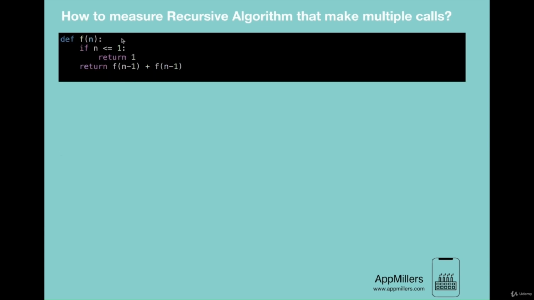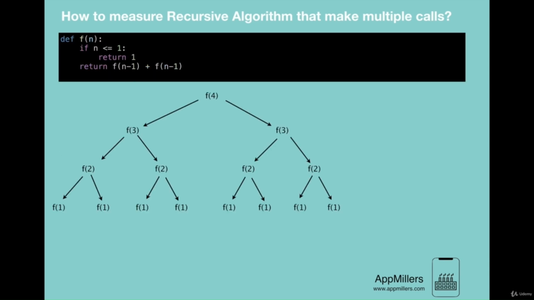Suppose we call this function for n equals 4. When we run this function with f(4), it will call f(3) twice. Then each f(3) will call f(2) twice, which makes it 4. Then each of these f(2)s will call f(1) twice, and this will make 8. So how many calls are there in this tree? You don't need to count them, but if you do, you will get 15.